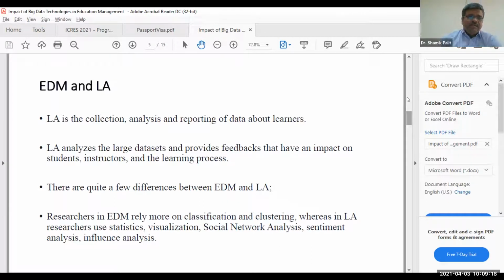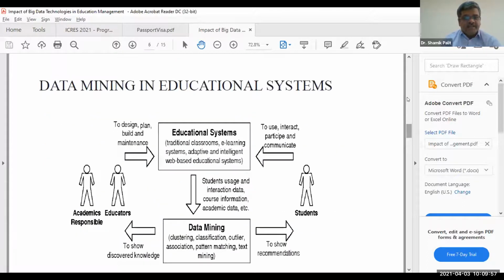Let me talk about EDM and LA, which I already mentioned in the last slide. LA is basically a collection, a strategy, where we can make use of different analytical techniques. And at the end, we are supposed to have a report, and based on that, we can analyze the performance of any specific student. An efficient, errorless report will always help us as faculty members to counsel a specific student at different phases of his academic life cycle.